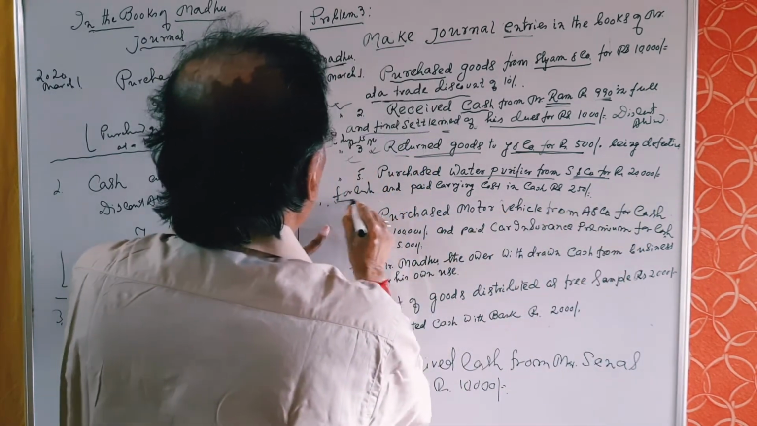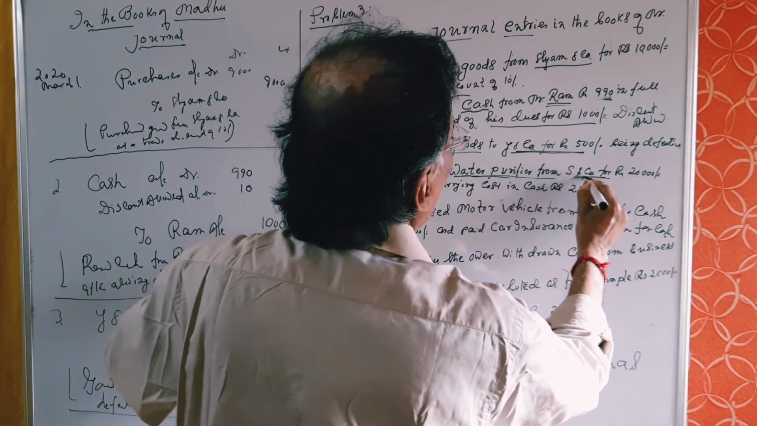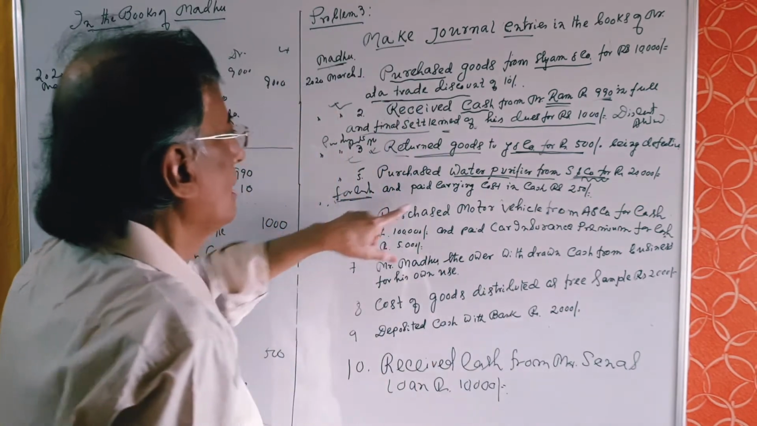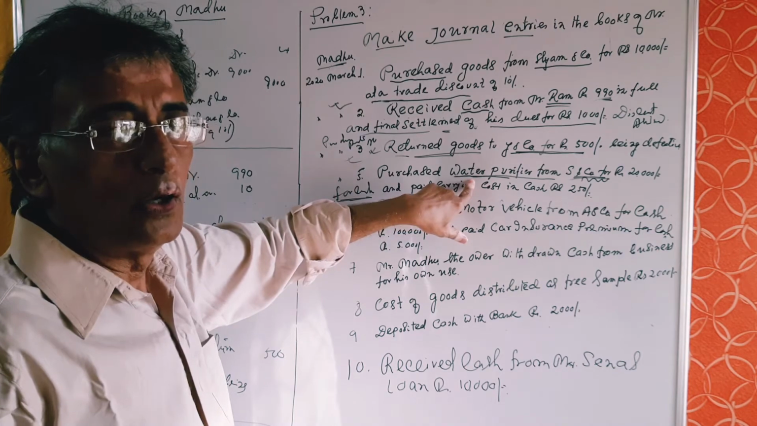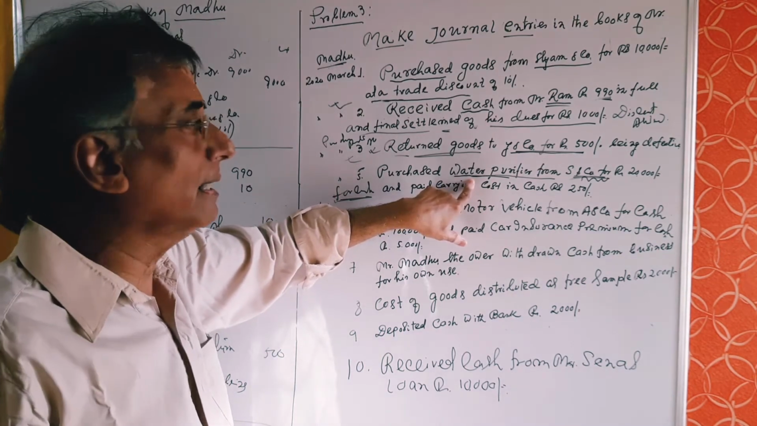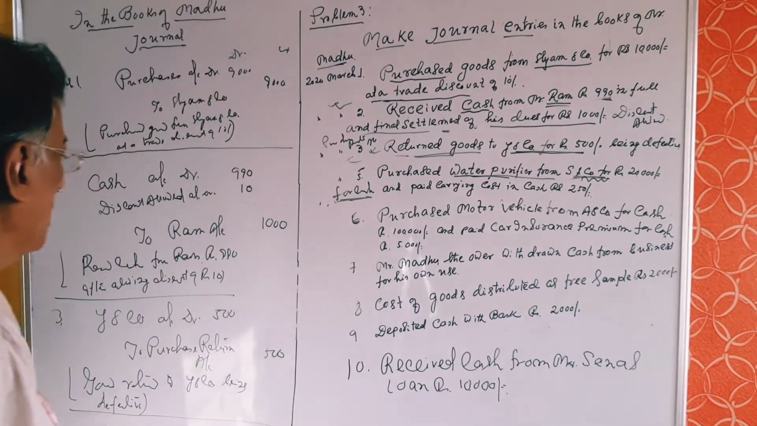Purchased for cash. So what are the two accounts involved? One is cash account, another one is water purifier account. So water purifier account goes under the name office equipment account. So what are the two accounts involved in this case? Office equipment account debit to cash. Cash is going out.